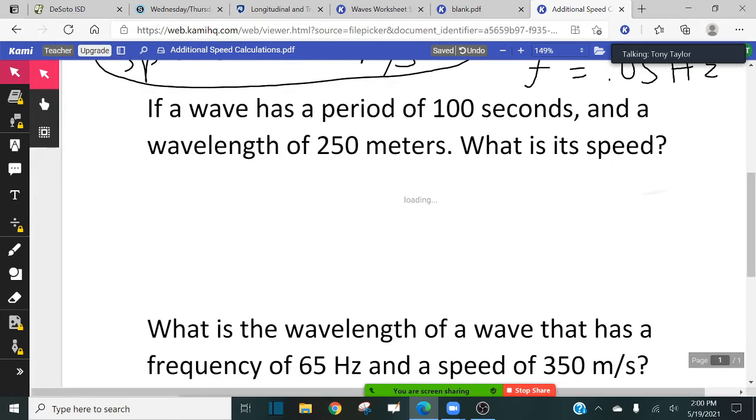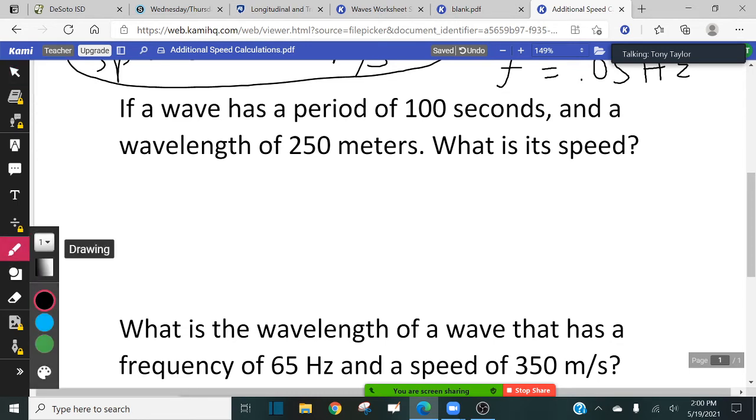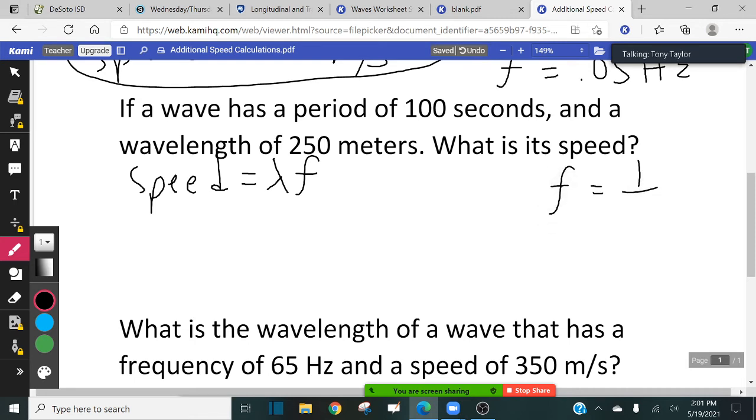Look at this one right here. It says, if a wave has a period of 100 seconds and a wavelength of 250 meters, what is its speed? Okay, so we all know that speed is equal to wavelength times frequency. Again, this symbol right here, lambda, means wavelength. Well, frequency is always 1 divided by the period. My period is 100. If I put 1 divided by 100 in my calculator, I get 0.01 hertz.